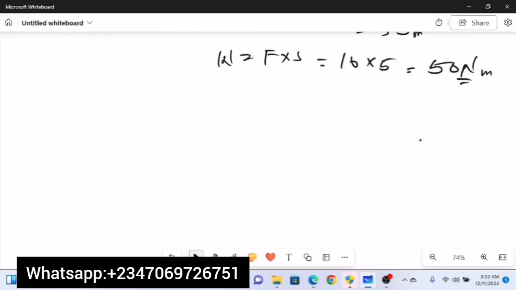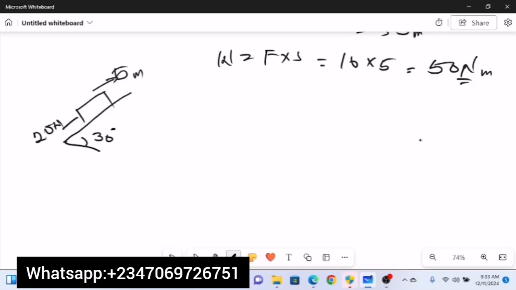Now let's say this object is inclined at an angle of 30 degrees to the horizontal. So we have something like this. We have an object inclined at 30 degrees and we have a force of 20 newtons trying to pull this object up the plane, covering a distance of 5 meters, and the angle to the horizontal is 30 degrees. We have an angle here which is 30 degrees. What then is the work done?